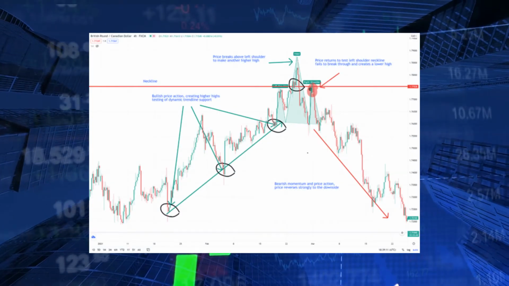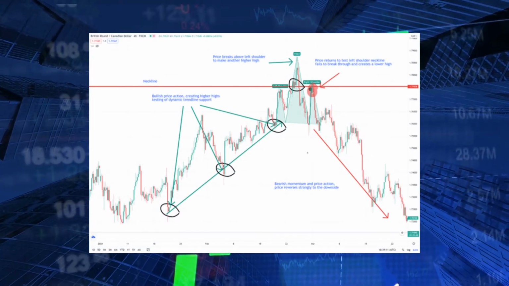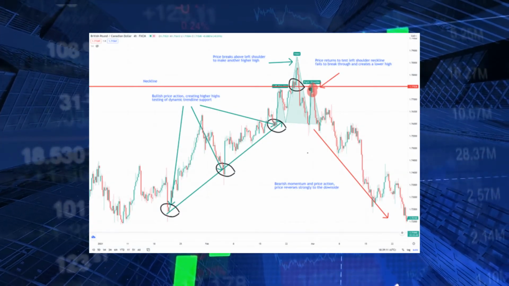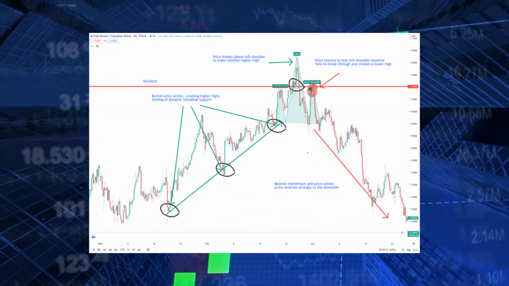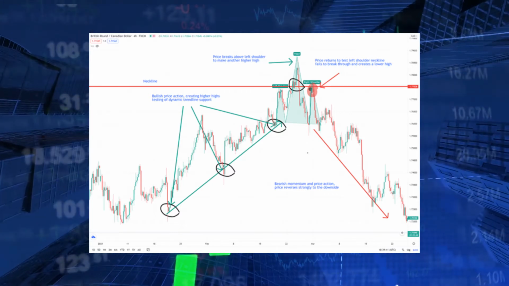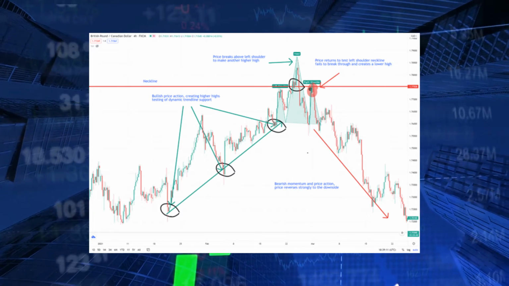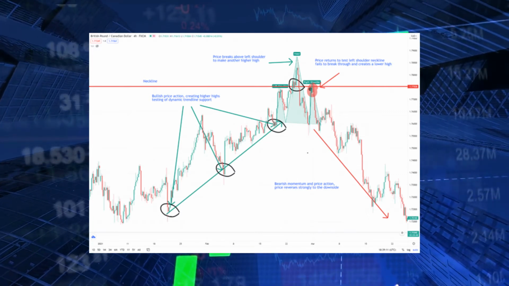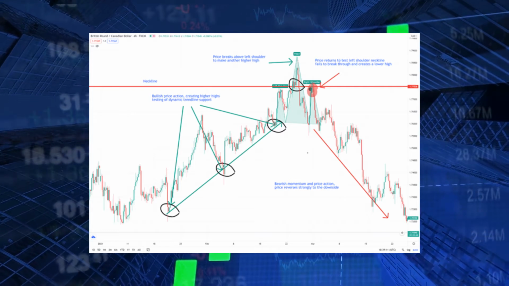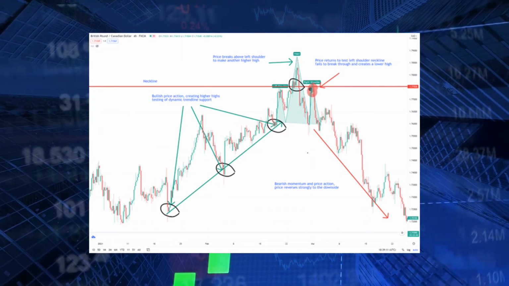Now, the head and shoulders pattern is another great example of market structure deviations, which can be seen on any time frame. Price is moving in an uptrend, creating what is known as a neckline, with price breaking this to create a higher high. This is the left shoulder and the head now completed.